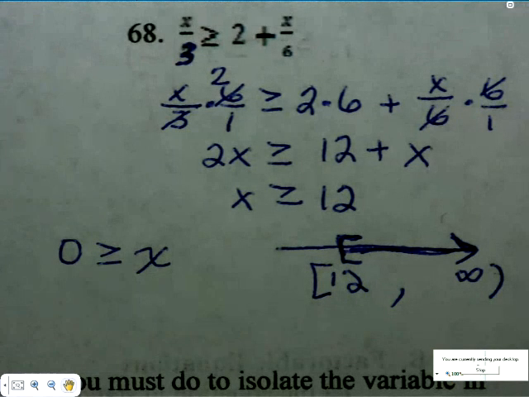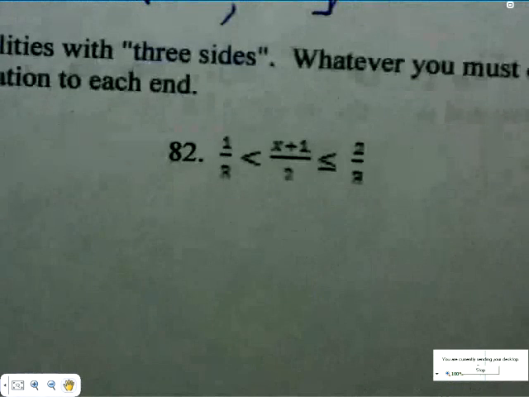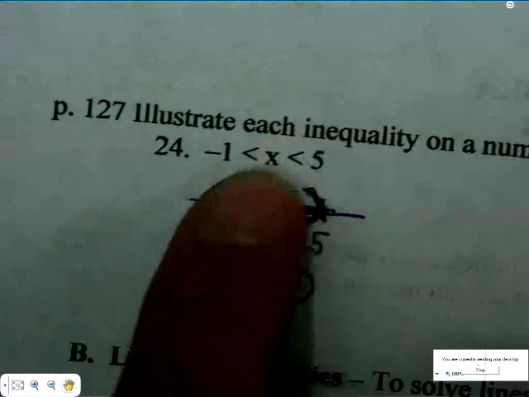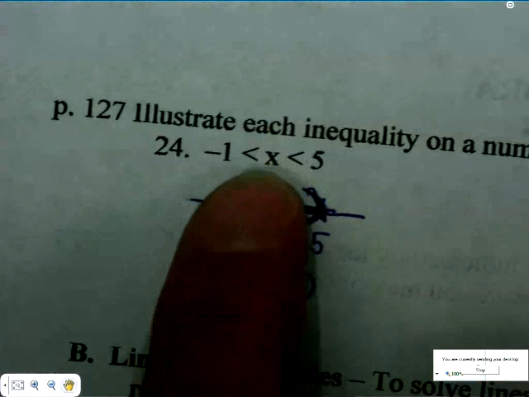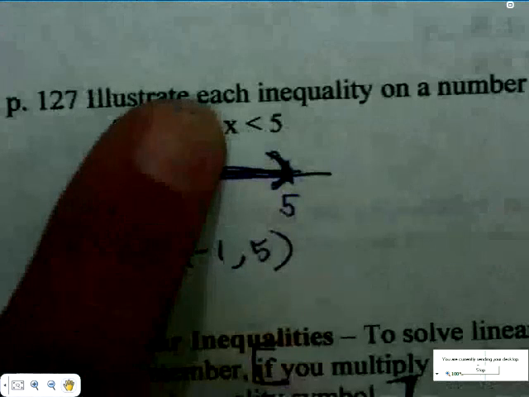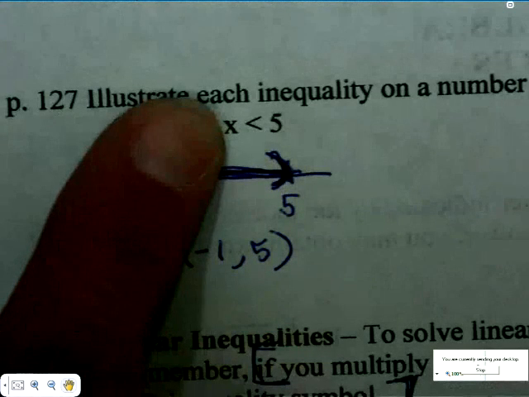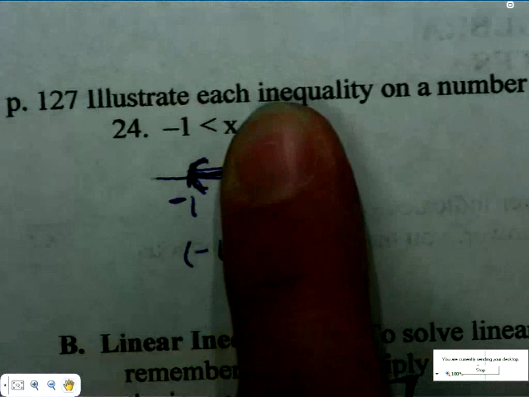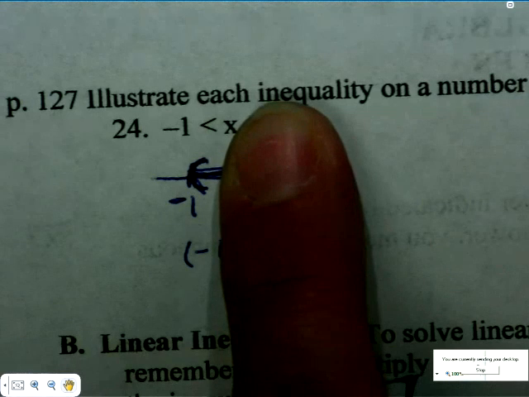Last two examples have compound inequalities, and actually, I've already used that word. This is a compound inequality. A compound inequality says two things. This number 24 was saying x is less than 5, and at the same time, it was saying -1 is less than x, or you can read it backwards, x is greater than -1. Those two things mean the same.